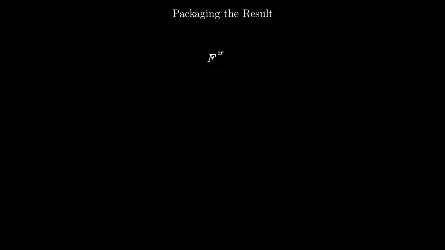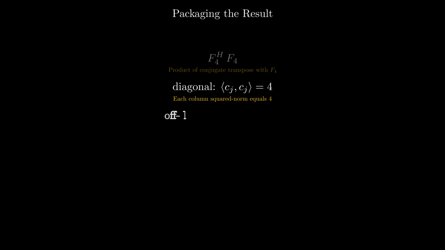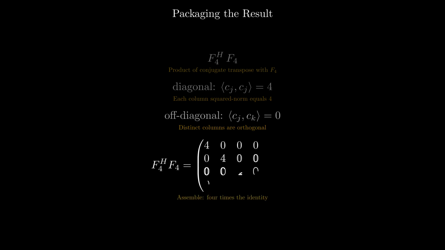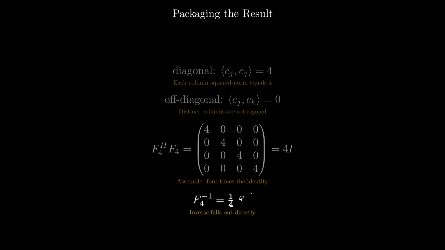Let's package this together. The conjugate transpose of F sub 4 multiplied by F sub 4 computes every column against every column Hermitian inner product. On the diagonal, we get each column dotted with itself, which equals 4. Off the diagonal, we have distinct columns which are orthogonal, so those entries equal 0. The result is 4 times the identity matrix. Therefore, F sub 4 inverse equals 1/4 times F sub 4 Hermitian. The inverse falls out for free.